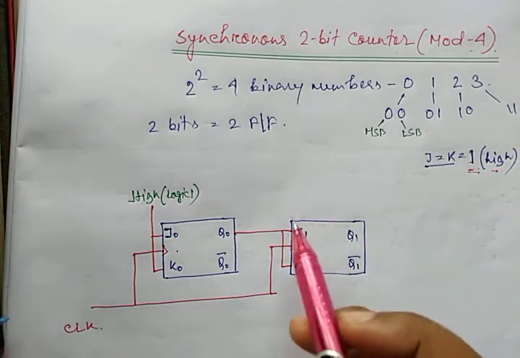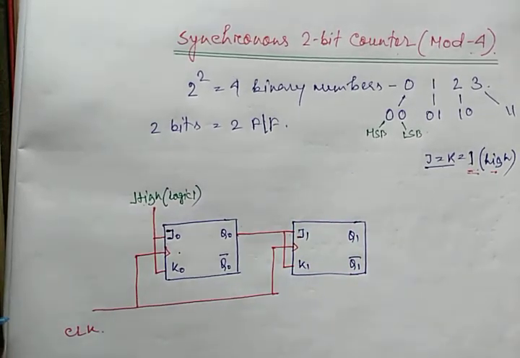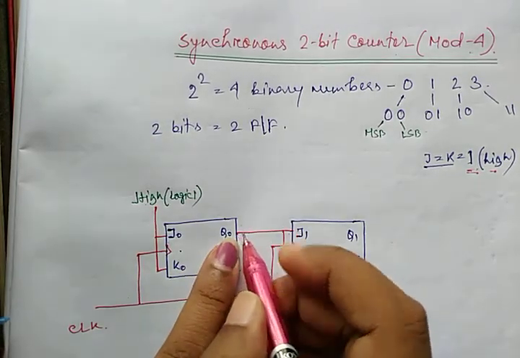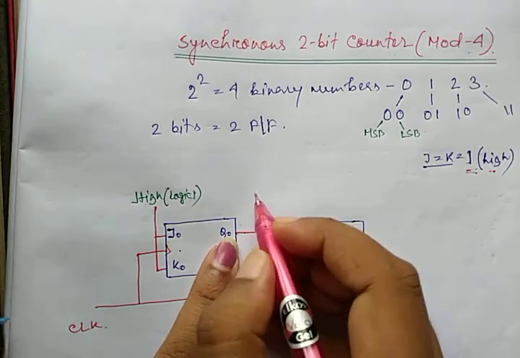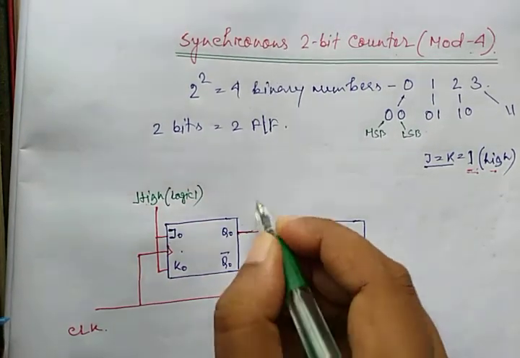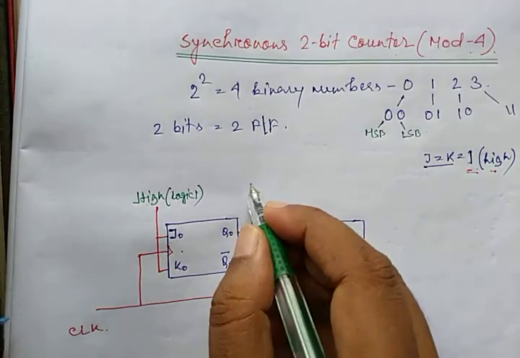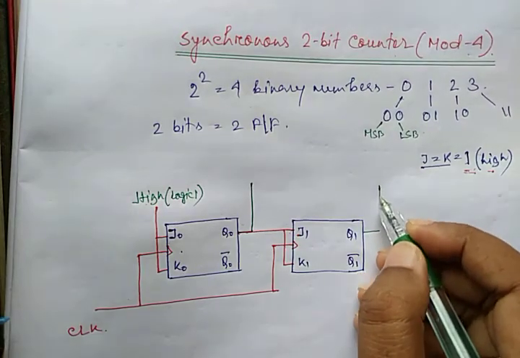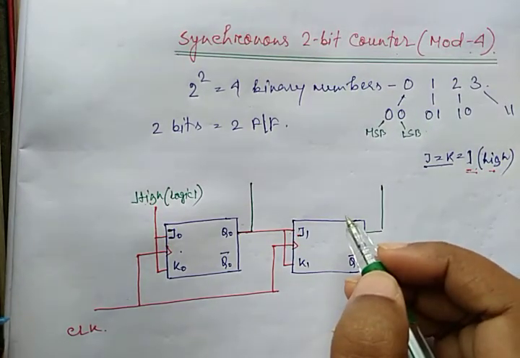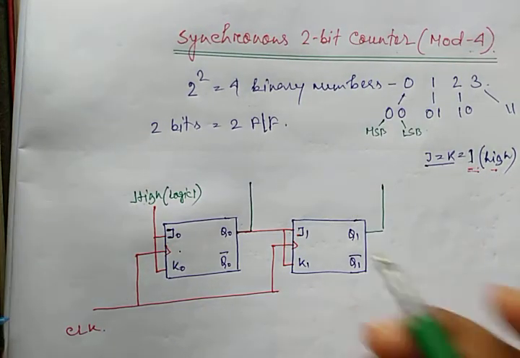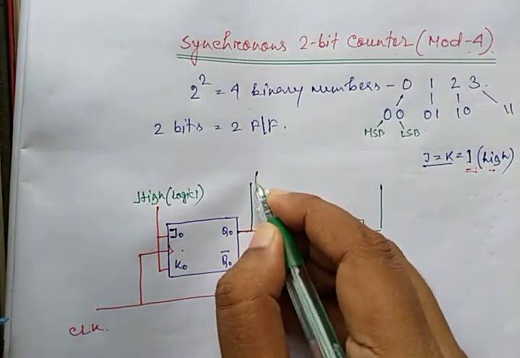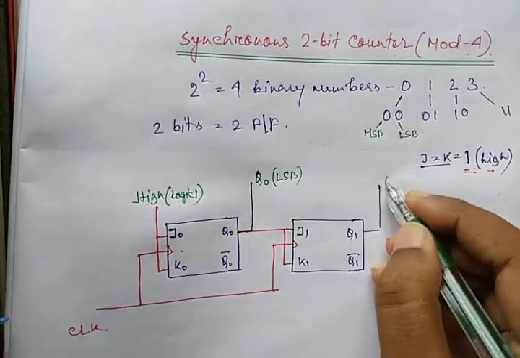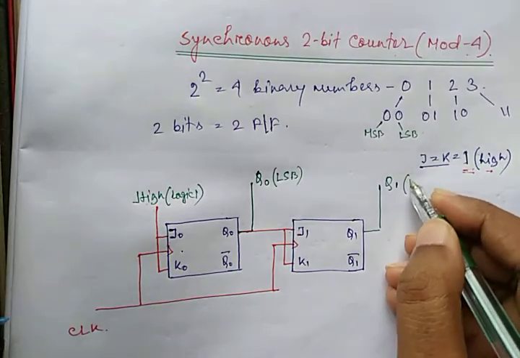Now in order to get the output, there are two output lines. One we get from Q0, and this is our other output signal Q1. This is Q0 and this is Q1. This is the output of Q0, which stores the LSB, and this is the output of Q1, which stores the MSB.